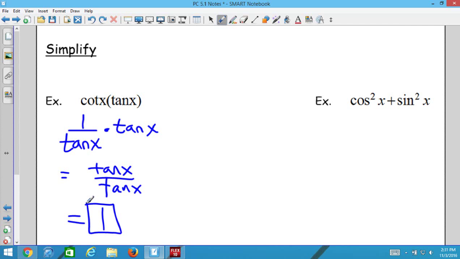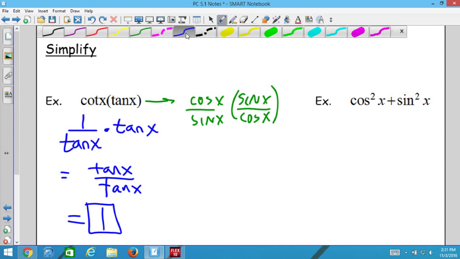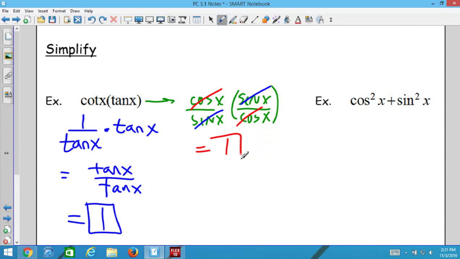Just for fun, I'm going to show you a different way of doing it, because there's not necessarily always one way. You only have to do it one way when you do your homework, but there are multiple ways of doing some of these. I know that cotangent, using the quotient identity, is cosine x over sine x, and tangent is sine x over cosine x. So the sines would cancel, the cosines would cancel, and I would get 1. So there's another way of doing the same question. It's really your preference.